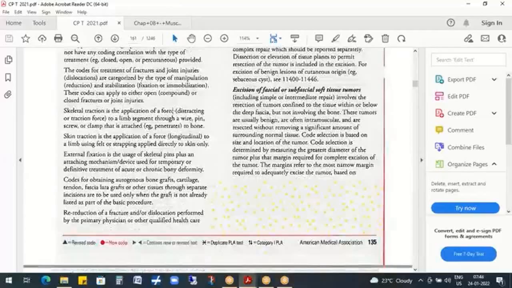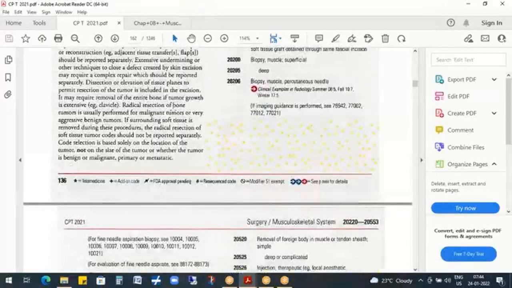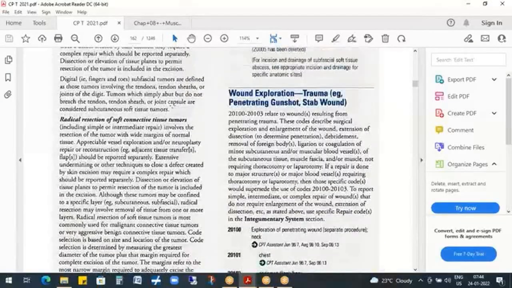Okay. Now go to the codes in your book. Page number 136. Are you there, everyone? Wound exploration.